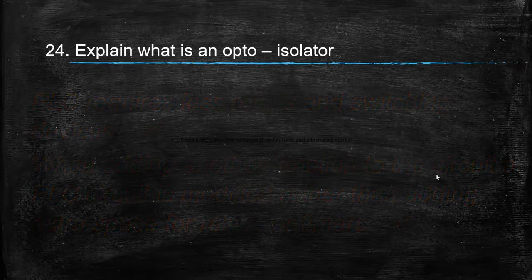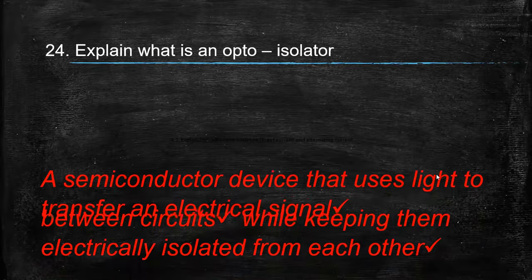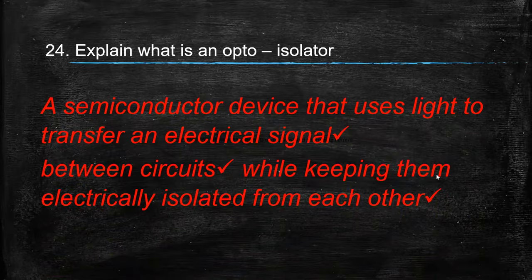Explain what is an opto-isolator. A semiconductor device that uses light to transfer an electrical signal between circuits while keeping them electrically isolated from each other.